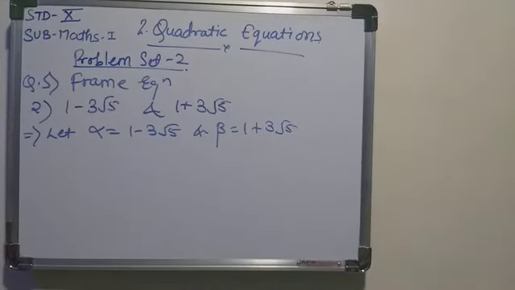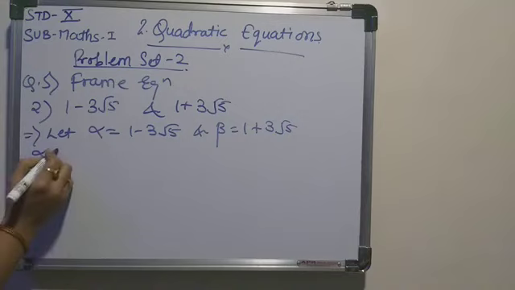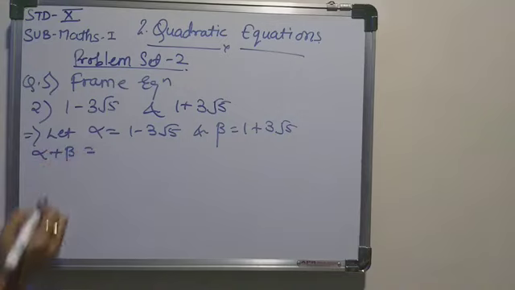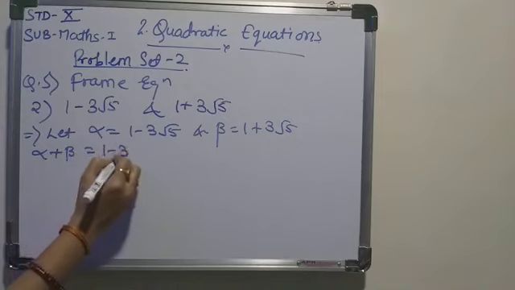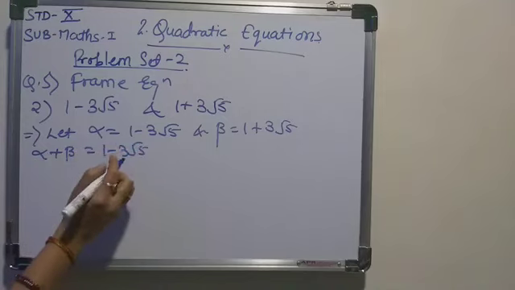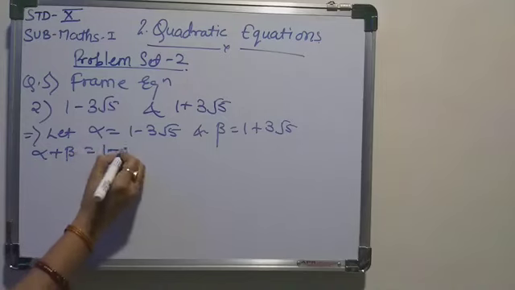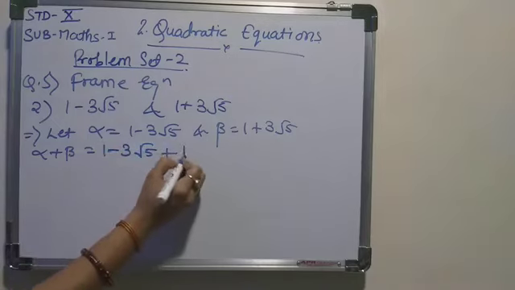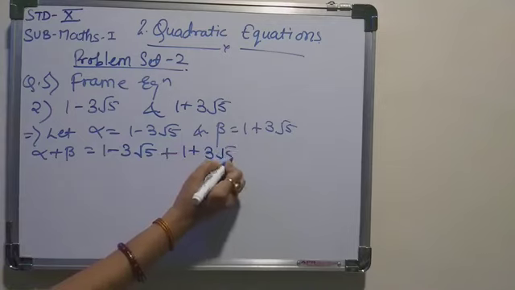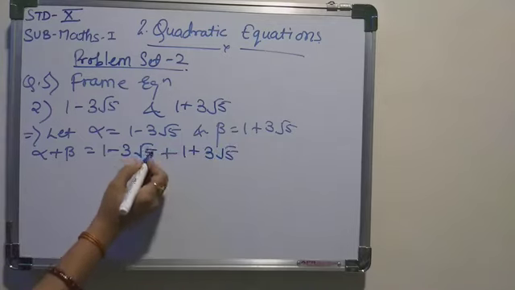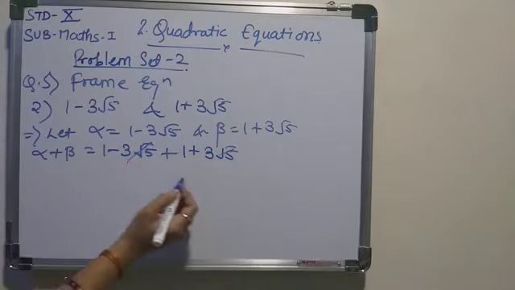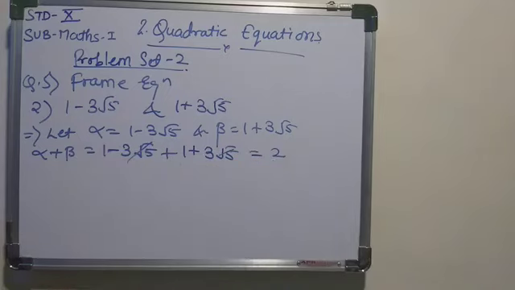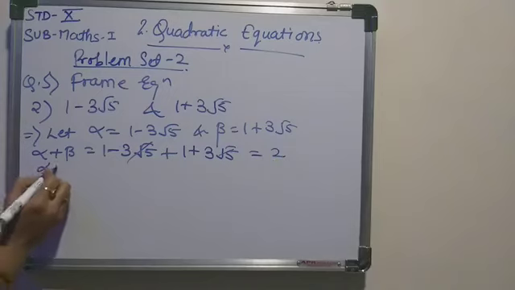Now to frame the quadratic equation, first we have to find alpha plus beta. So alpha plus beta is 1 minus 3 under root 5 plus 1 plus 3 under root 5. Plus and minus cancel, 1 plus 1 is 2. So your alpha plus beta equals 2. Now we are going to find alpha into beta.